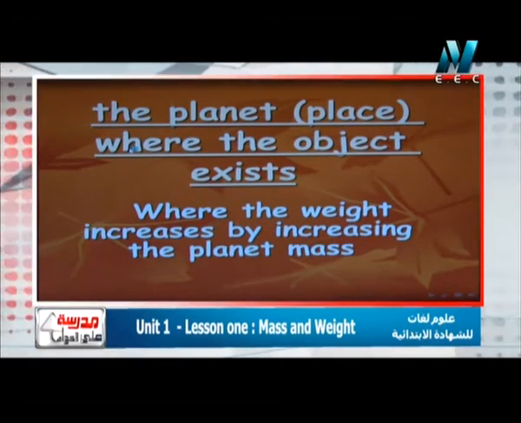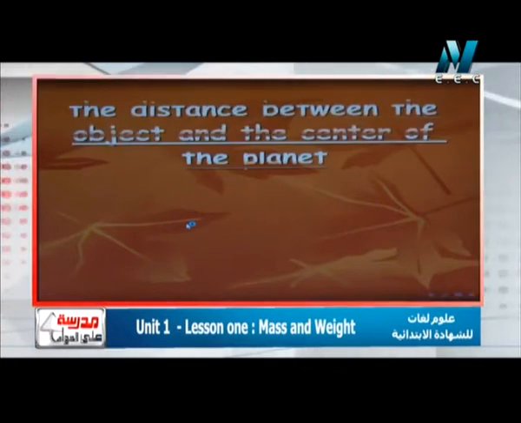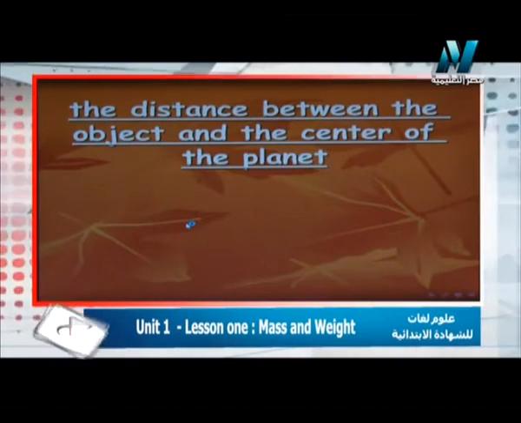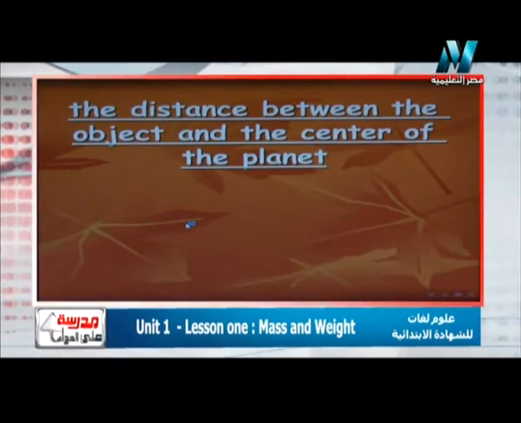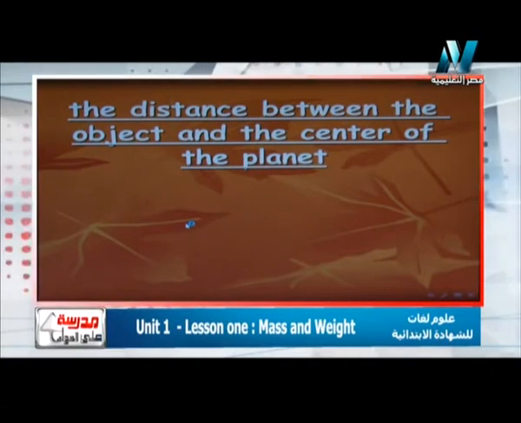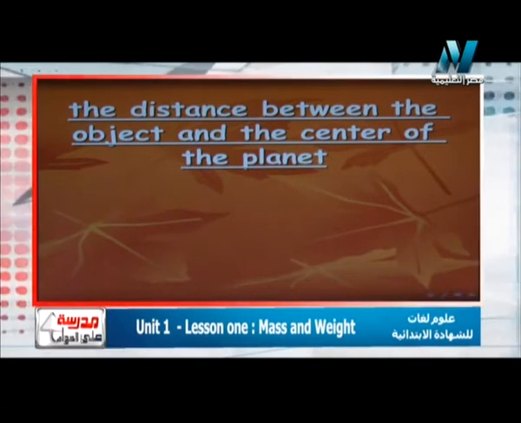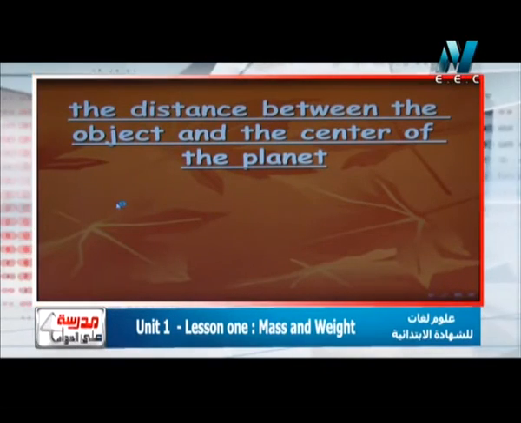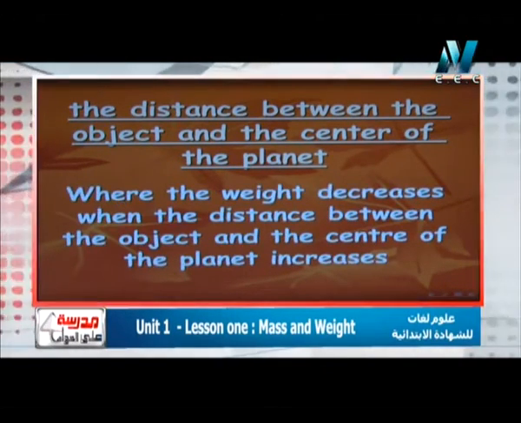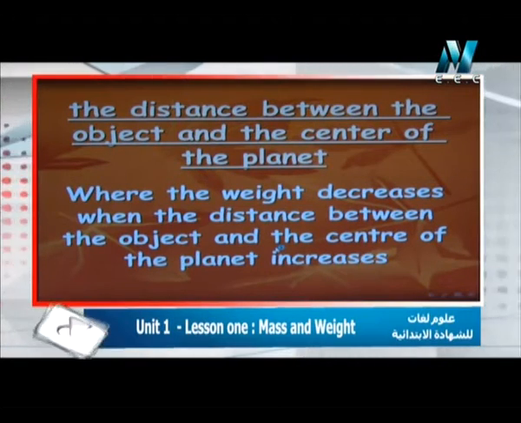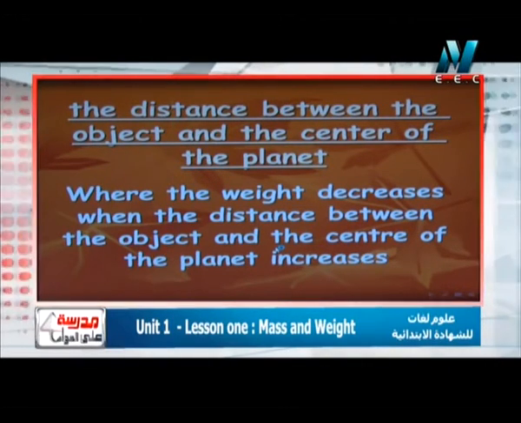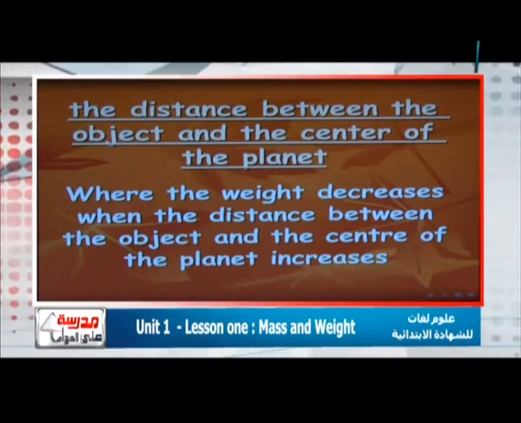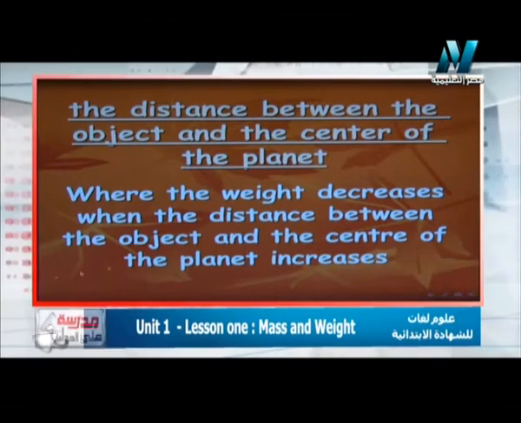The last factor, العامل الأخير والثالث اللي بيأثر على الويت, is the distance between the object and the center of the planet. هو المسافة بين الشيء اللي بتكلم عن وزنه ومركز الكوكب. Okay? Where the weight decreases. هنا بقى الوزن هيقل. ده فاكتور مختلف شوية عن كل اللي فاتوا. The weight decreases when the distance between the object and the center of the planet increases.